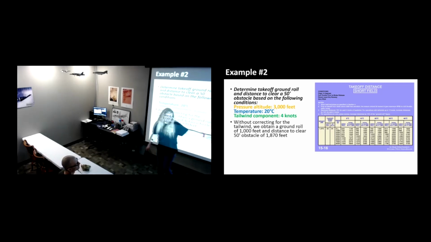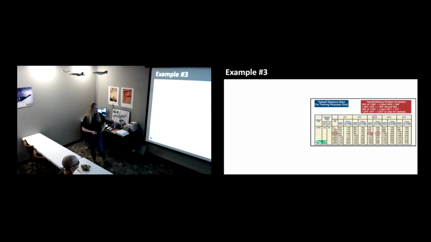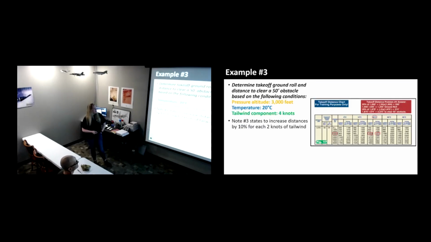See, much easier, right? Somebody get your calculator out, because now you have to do the tailwind thing. This says to increase the distance by 10% for every 2 knots. We have 4 knots, so we have to increase by 20%. You can pull out your calculator. I'm sure it's going to say right here. Oh, it did say? No, it definitely has to say. Ah, there we go.